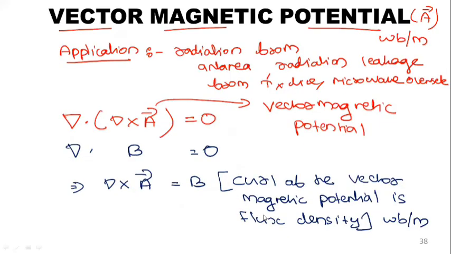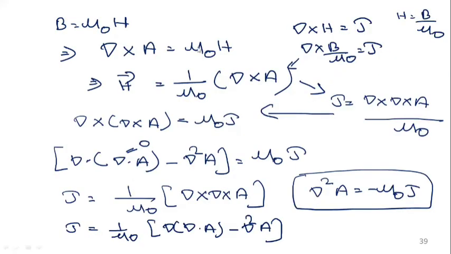I will just explain once again. We know that del dot del cross A is equal to 0, that is, divergence of curl of a vector is equal to 0, where A is a vector. Then del dot B is equal to 0. From that, you know del cross A is equal to B, and also B is equal to mu naught H. From that we got del cross A is equal to mu naught H.